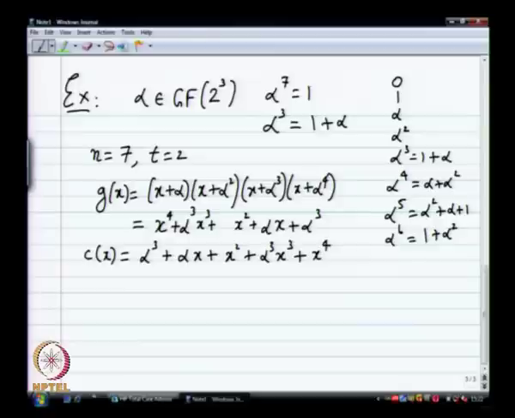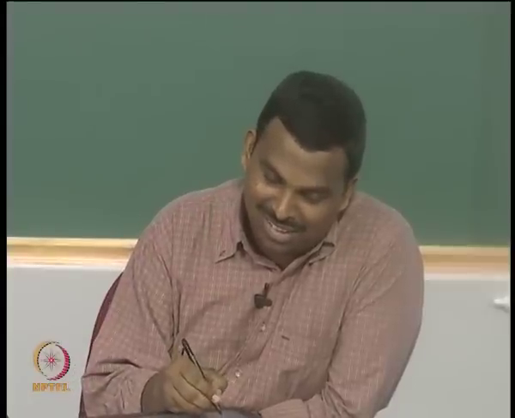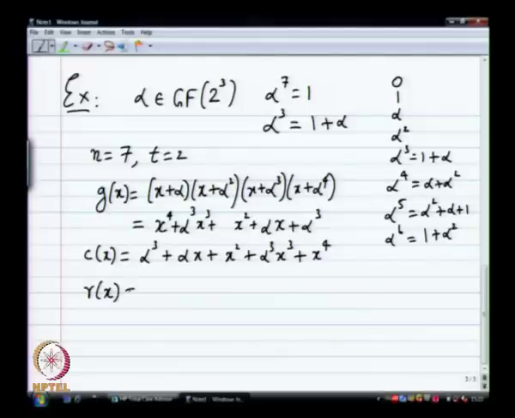Okay. And to make our computation of syndrome easy, what is a good r of x to assume? Remember, you want to make your computation of syndrome easy. So, what should you get rid of? The last two terms you can get rid of, right. So, it is maybe a good idea to assume that the r of x is alpha power 3 plus alpha x plus x squared. Okay.